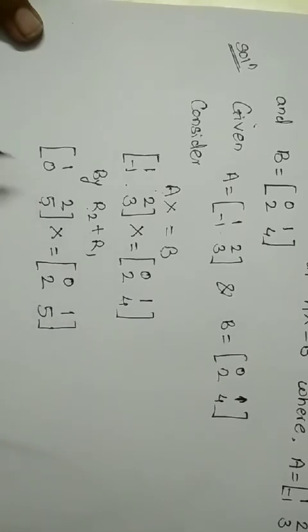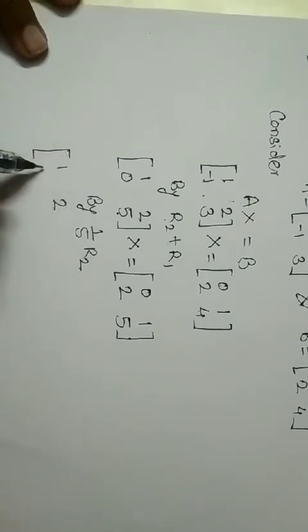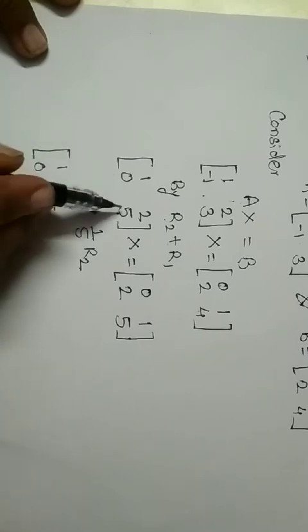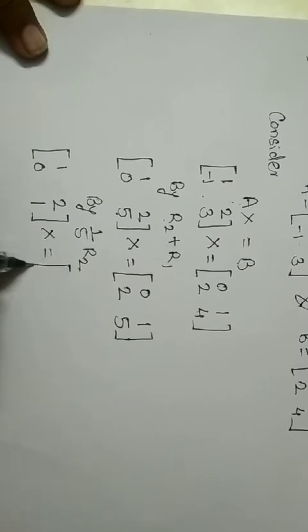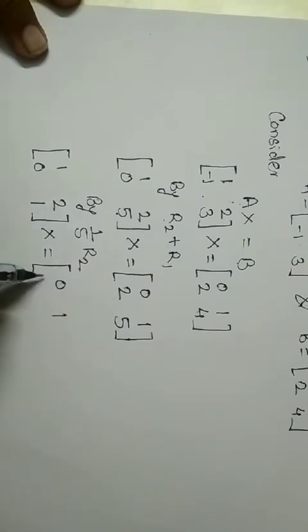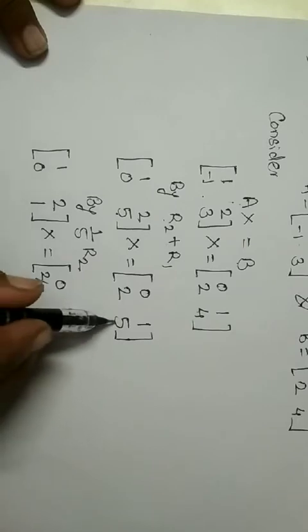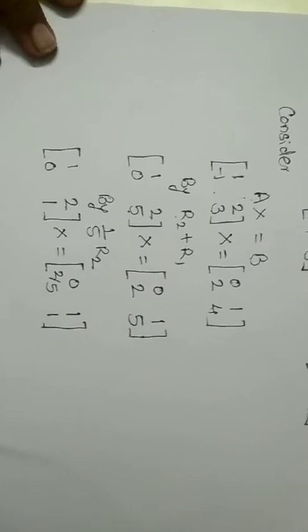Now reduce this 5 to 1, so by using 1 upon 5 R2. Now again there is a change in the second row. So first row as it is 1, 2. Second row 0 by 5 is 0, 5 by 5 is 1. X is equal to the first row as it is on the RHS. Now the second row divided by 5. So 2 upon 5 is 2 by 5, 5 upon 5 is 1. This is the matrix on the RHS.